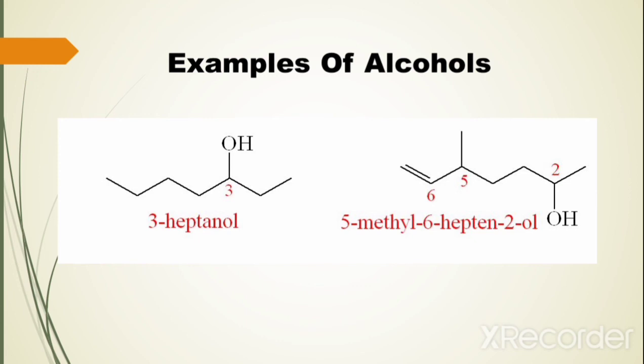And the other example also contains 7 carbons, and between the sixth and seventh carbon there is a pi bond, and at the fifth position there is a substituent, a methyl group, and on the second position there is a hydroxyl group. So we will name it as 5-methyl-6-heptene, because there is a pi bond or double bond between the sixth and seventh carbon, and 2-ol.